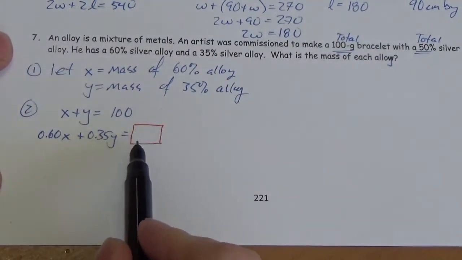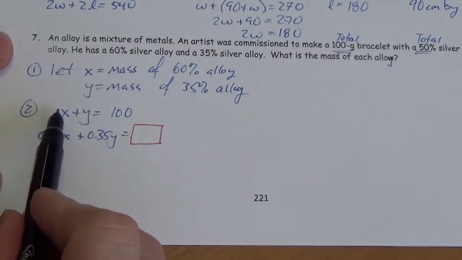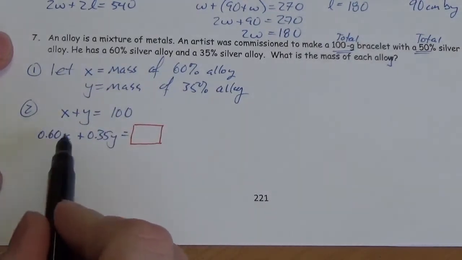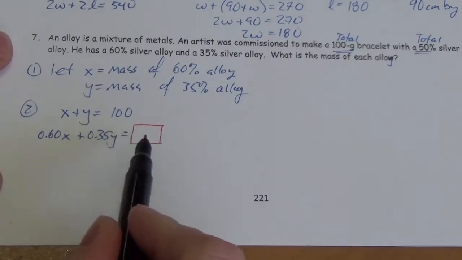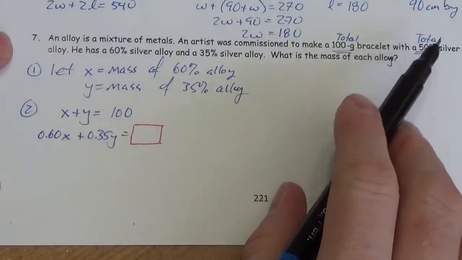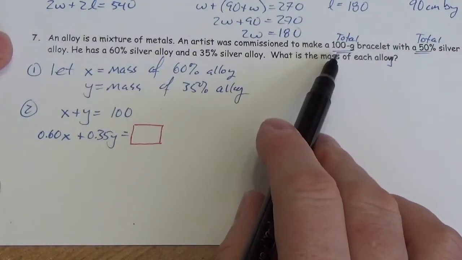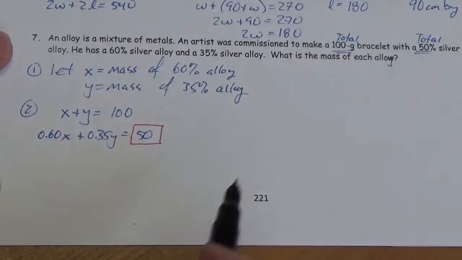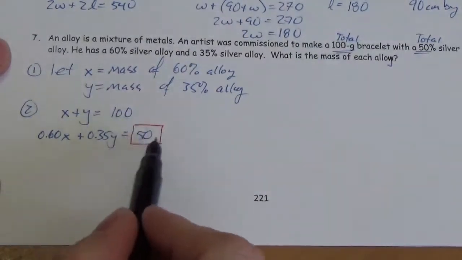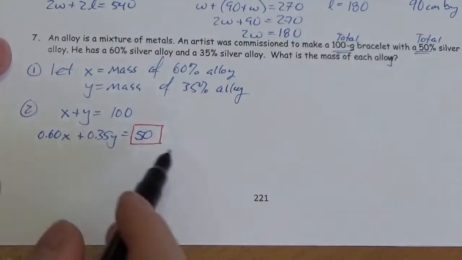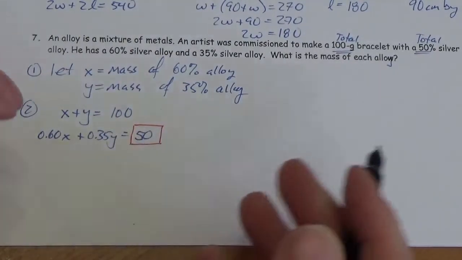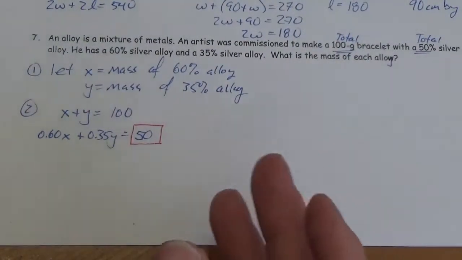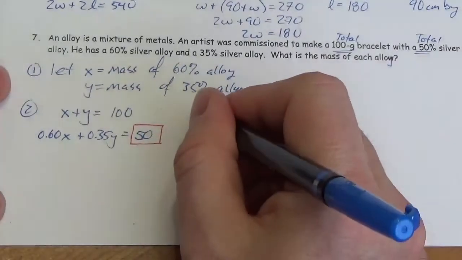Well, how much silver is there in the final? Because remember, this is total mass of one alloy plus total mass of the other alloy equals the total mass of the bracelet. Mass of the silver plus the mass of the silver equals the mass of the silver. Well, I know that I've got a bracelet that's 50% silver and 100 grams total. If I put those together, I can tell you that there's 50 grams of silver in there, 50% of that 100 grams. That's the part that sometimes people don't get, that it's not given to you immediately what that number is, but I can put those two together to get it. Now, I can move on to solve this system.